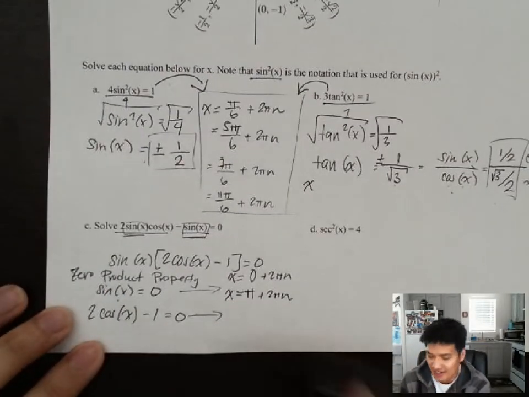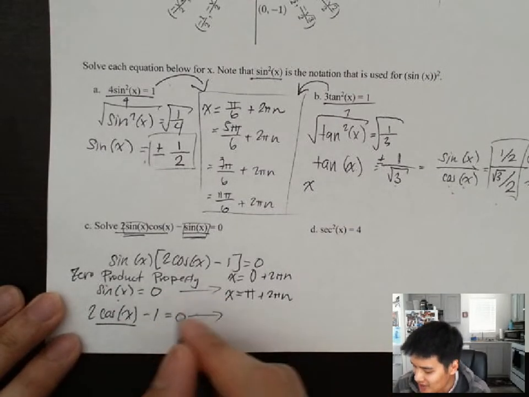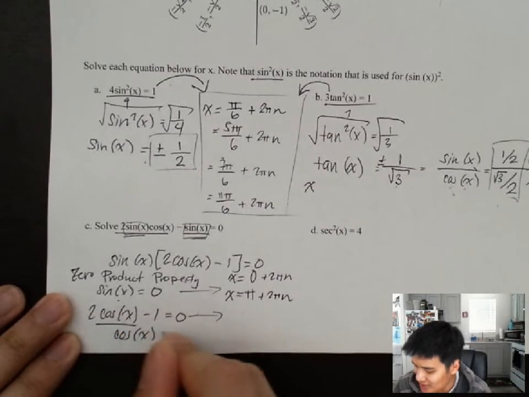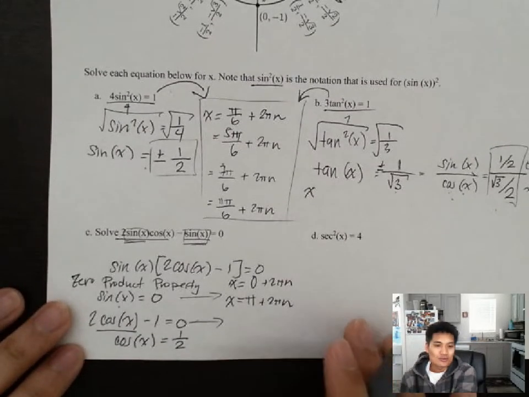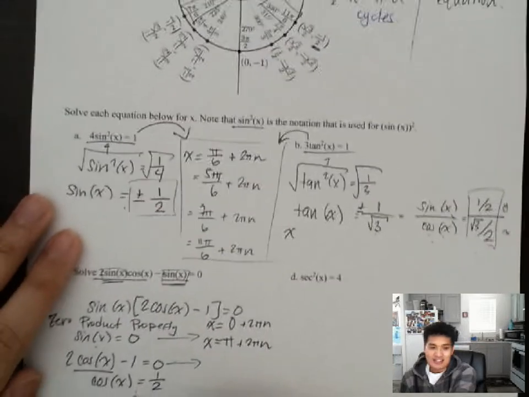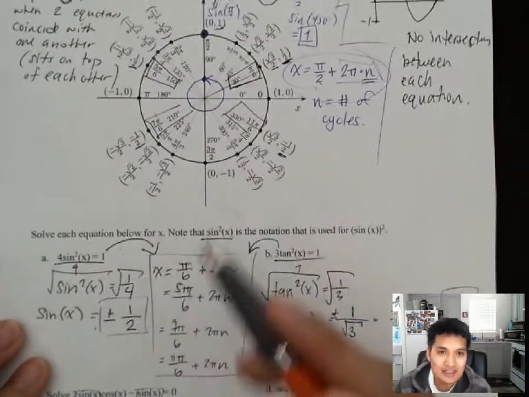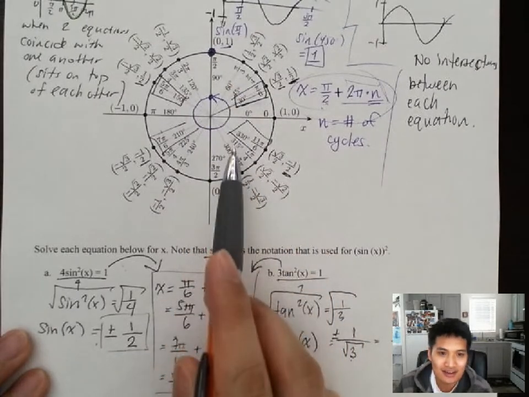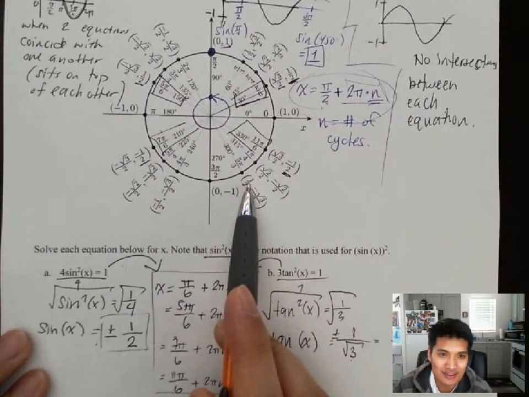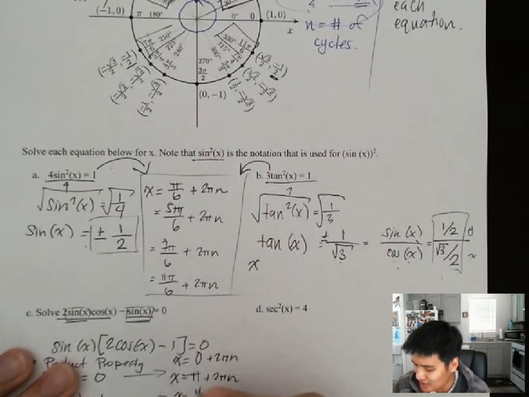Okay. And this one right here, I can simplify a little further. If I get cosine by itself, we end up getting cosine x is equal to 1/2. So now I just need to figure out when is cosine 1/2. And remember, cosine is the x coordinate, the x value. So right over here, cosine is 1/2, and right over here, cosine is also 1/2. Those angles are pi over 3, which is 60 degrees. So x is pi over 3 plus 2 pi n.